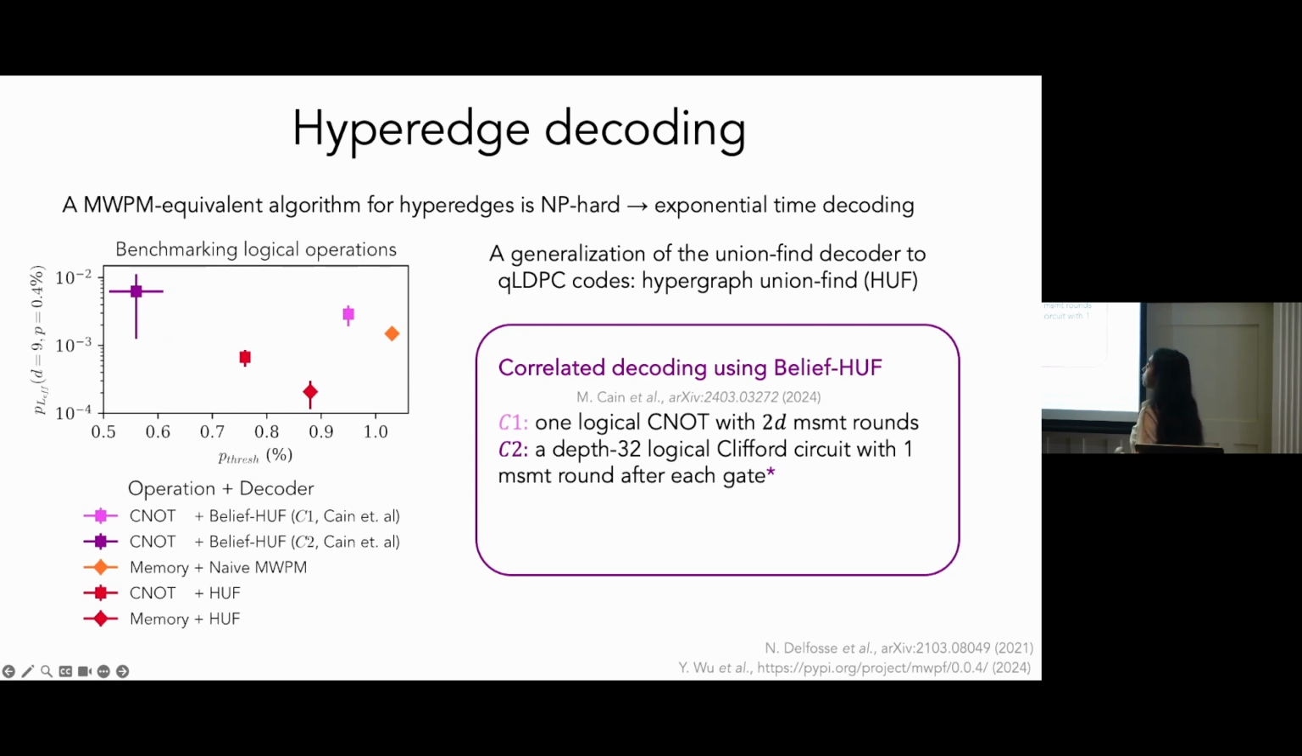But now, because in the second circuit the hypergraph union find decoder is solving a much more complicated problem and is not able to fully uncorrelate the gates between measurement rounds, the threshold drops and the logical error rate increases for this particular circuit. Additionally, this means that this circuit does not provide a true benchmark of the performance of an individual logical gate, because we're not able to uncorrelate the errors between measurement rounds.